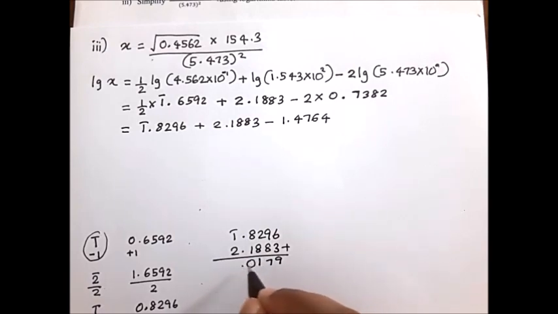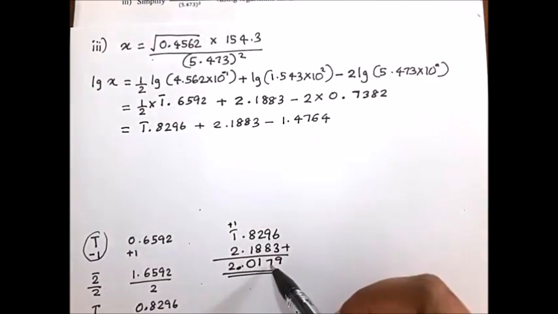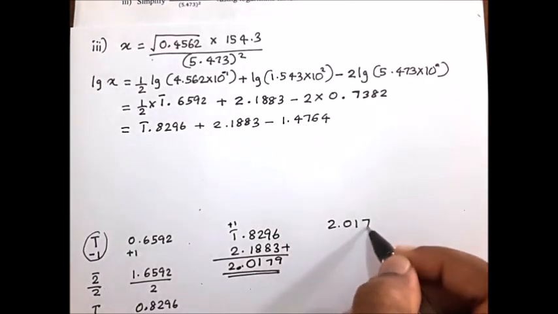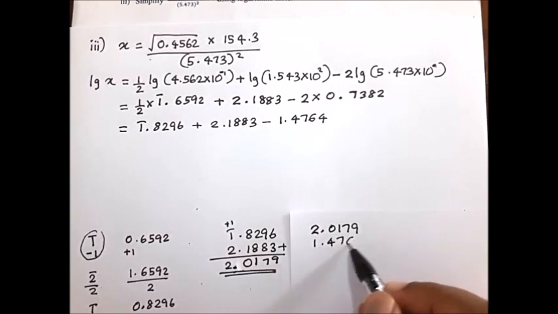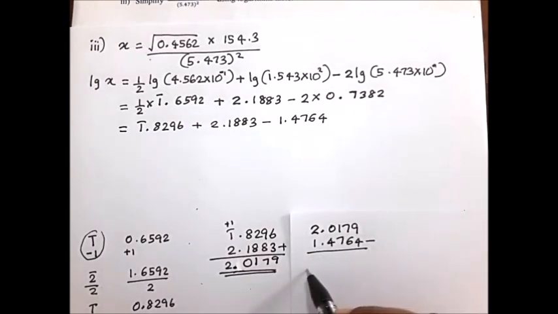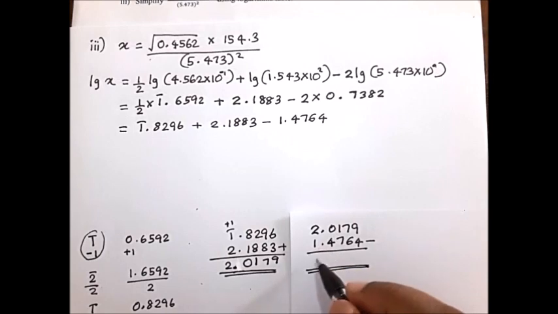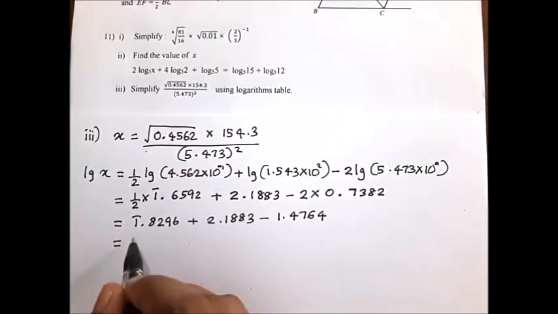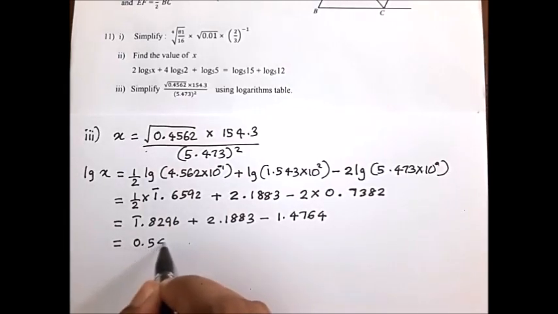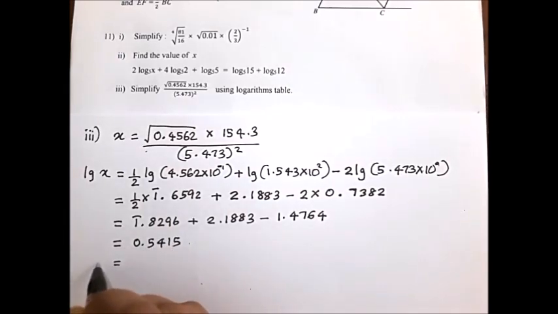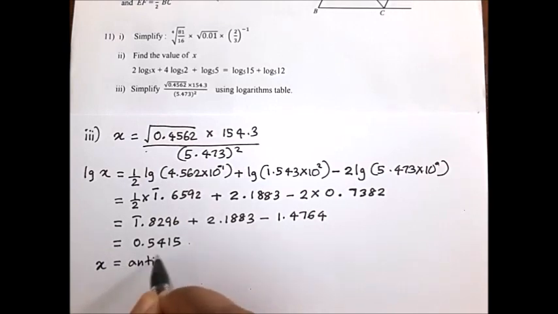9710. And here 10. Take plus 1 here. Plus 1 and minus 1 cancel. Remaining 2. Then subtract this value from 2.0179. The value obtained is 0.5415. Now find the antilogarithm of this one.